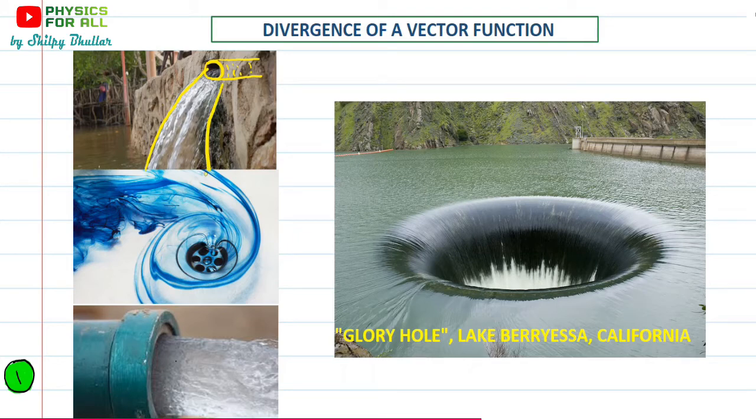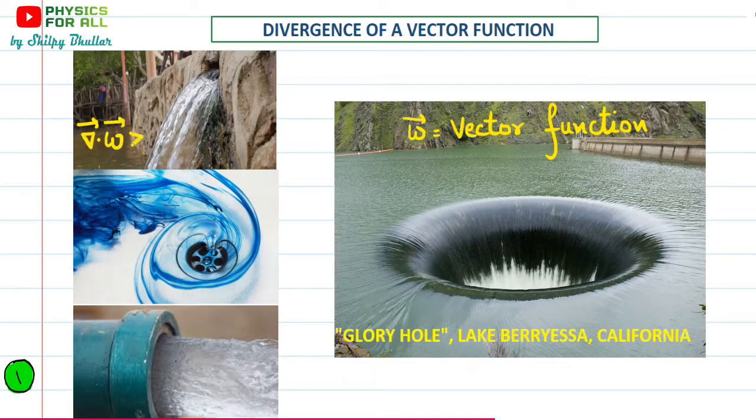So here what we are seeing is positive divergence. If I consider my water to be the vector function, I am using the initial letter W to represent it. So for this particular case, I am going to write that this is del dot W greater than 0, because water is just spreading out. It is covering maximum space when it passes through that tiny opening, which is our surface.